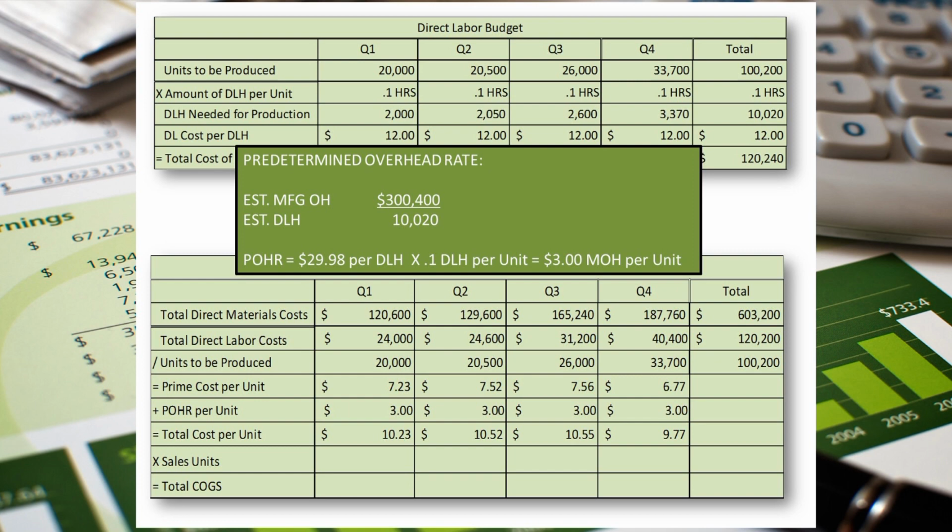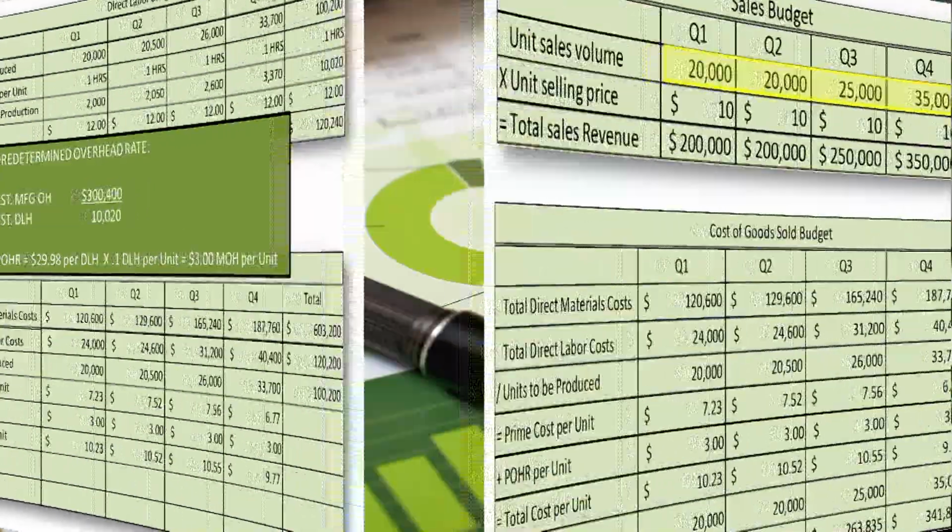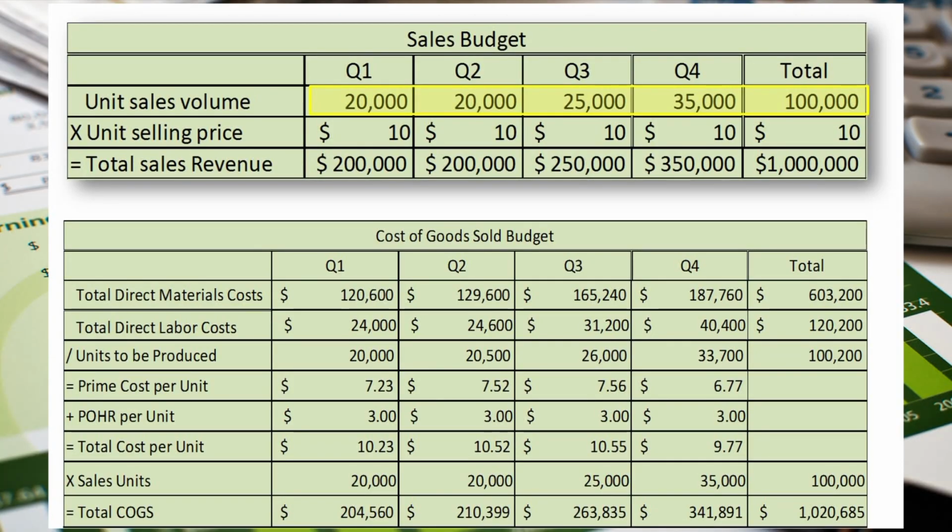Once we add those together, we arrive at our product cost per unit. Finally, we take the sales volume from the sales budget, multiply it by the cost per unit, and arrive at our budgeted cost of goods sold.